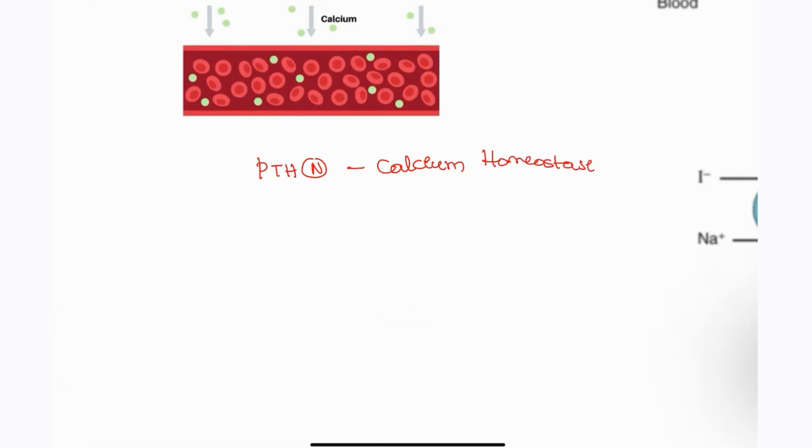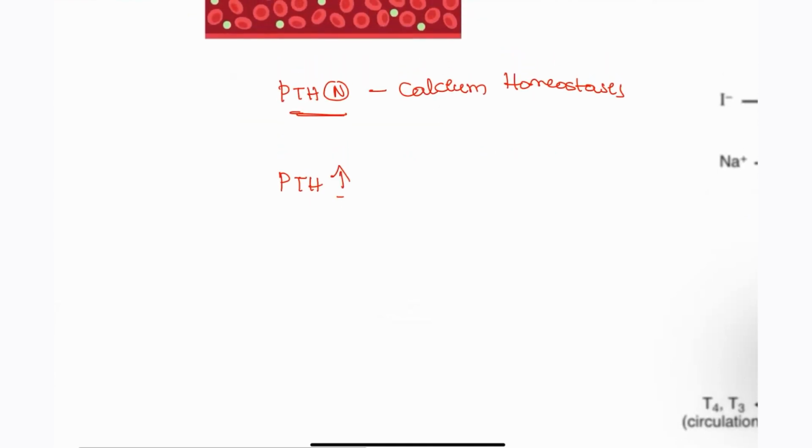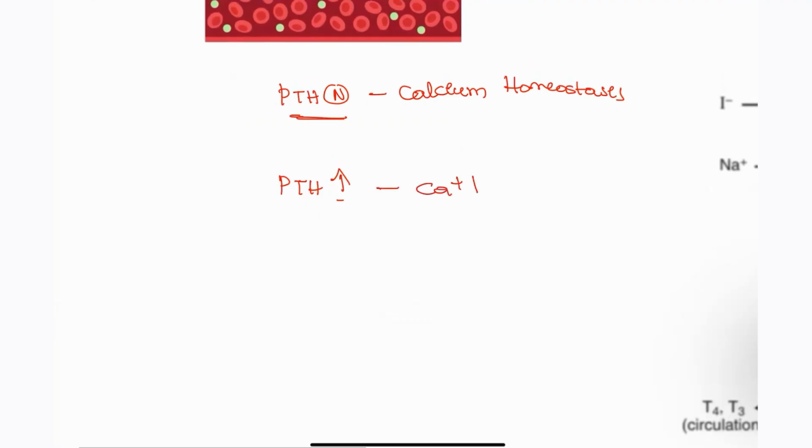Calcium homeostasis is what it is going to maintain. But when is parathyroid hormone increased, and why? When the triggering factor is that calcium is decreased. So to increase the calcium, what is the main role that the parathyroid hormone is going to play?